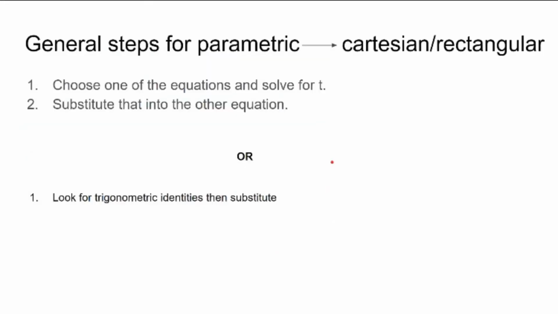So then, after seeing that, the general steps for converting a parametric equation to a rectangular equation would be, first, to choose one of the equations and solve for t, if that's easily done, which obviously is not the case with the trigonometric questions, and then just substitute that into the other equation. And then again, if there's any trigonometry in it, just look for an identity and then substitute.